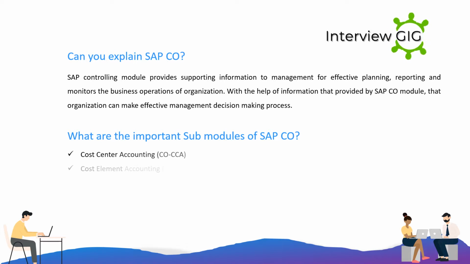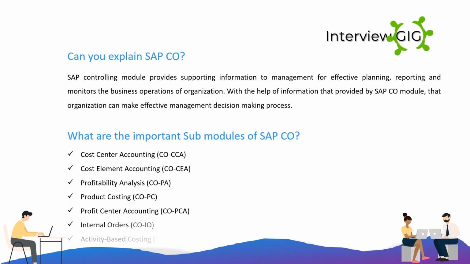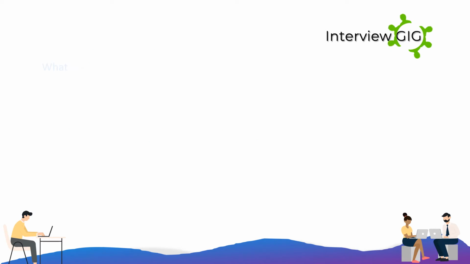What are the important submodules of SAP CO? 1. Cost Center Accounting, CO-CCA. 2. Cost Element Accounting, CO-CEA. 3. Profitability Analysis, CO-PA. 4. Product Costing, CO-PC. 5. Profit Center Accounting, CO-PCA. 6. Internal Orders, CO-IO. 7. Activity-Based Costing, CO-ABC.